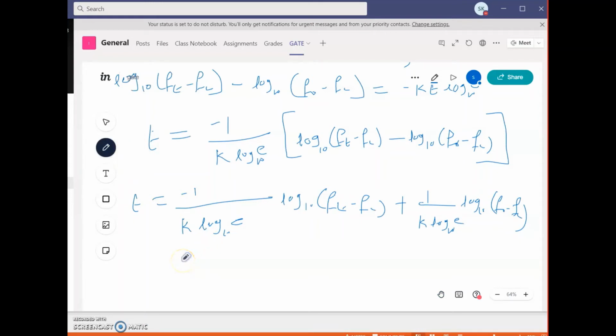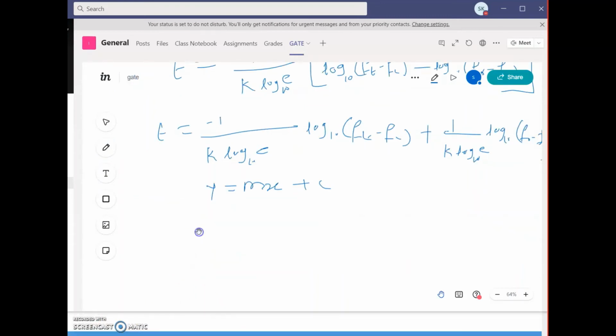y is equal to mx plus c. So this particular equation we can compare with the same equation, because this is also the equation of a straight line, from which we can compare the parameters of this equation to the straight line equation y is equal to mx plus c. Actually, what I will do is stop this session and add another session again.